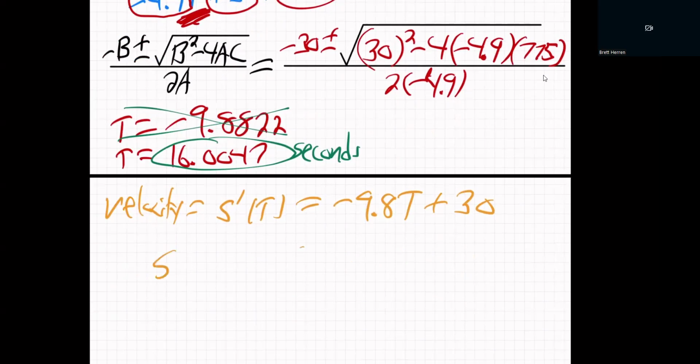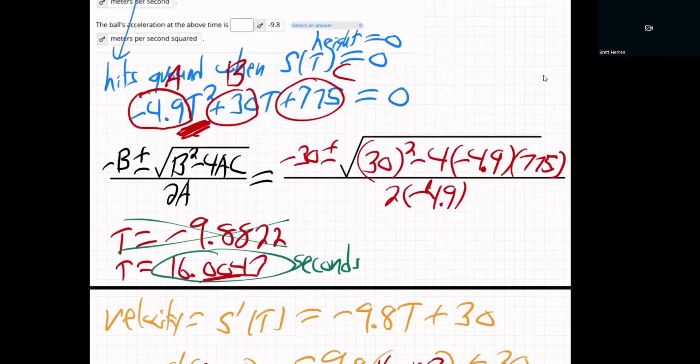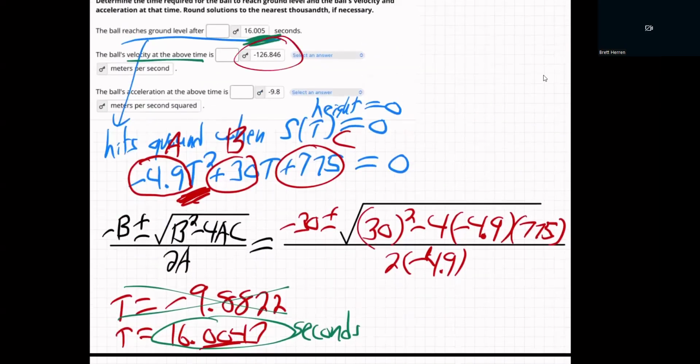We're just going to say, okay, so what's S prime? We're just going to plug in now that time, 16.0047. And when you hit the buttons on your calculator, you'll get a velocity of negative 126 meters per second. It's going down awfully fast.